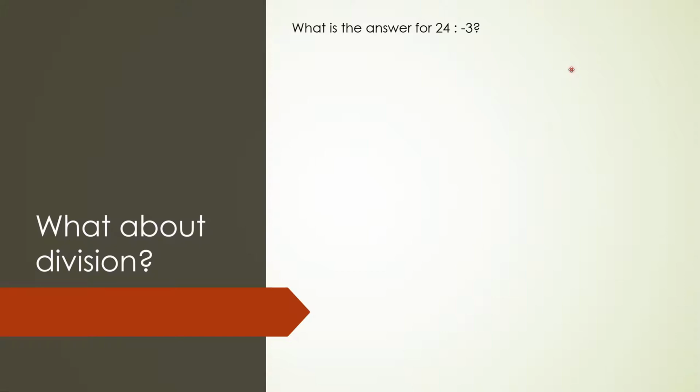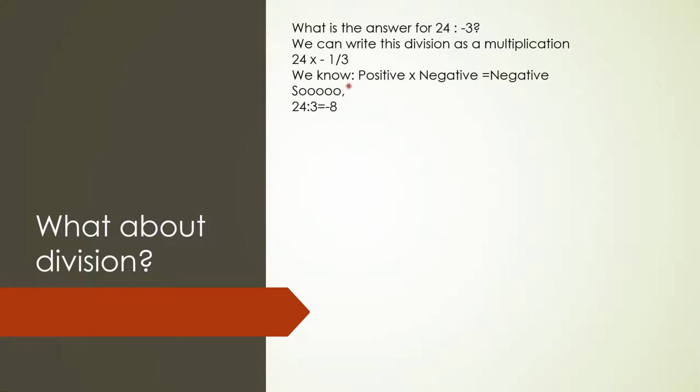Well, but what about division? Because you can't really imagine it very easily with the cauldron from the witch. Well, the thing is, we can write a division as a multiplication. For example, dividing by 3 in this case, we can also write 24 times minus 1/3. And now the same rules apply as to the slide before this one. Positive times negative equals negative. So 24 divided by minus 3 equals minus 8.